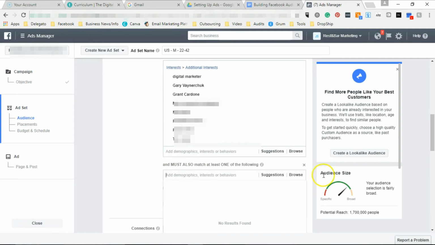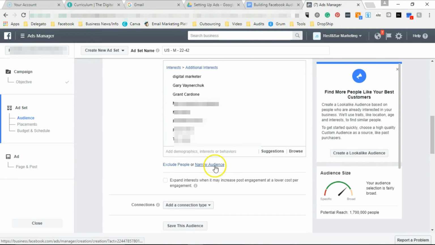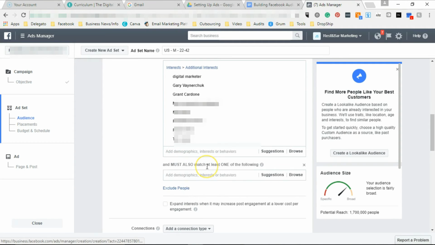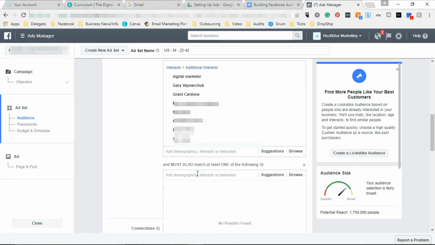So when you click, let me actually close this out. There's two options here, exclude or narrow audience. You can exclude people if you don't want a specific interest group being in this ad. But most people actually choose to narrow the audience, and this is where you're going to do more interest. So this is where you get into behaviors, demographic information, interests outside of this that are still their interests that would be related. So I'll just show you.